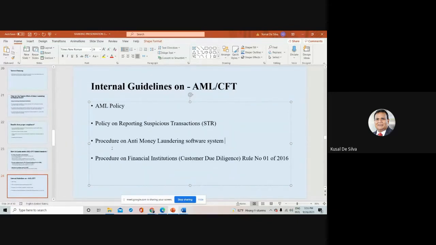So an AML policy has to be there in the bank. It has to be approved by the board of directors, and policy responsibility is with the compliance team. A policy on reporting suspicious transactions, STR we call it, has to be there. And a procedure on the anti-money laundering software system should be there. Then the procedure for financial institutions, called customer due diligence, under rule number 1 of 2016. These things have to be in place for any bank to comply with the regulatory requirement.